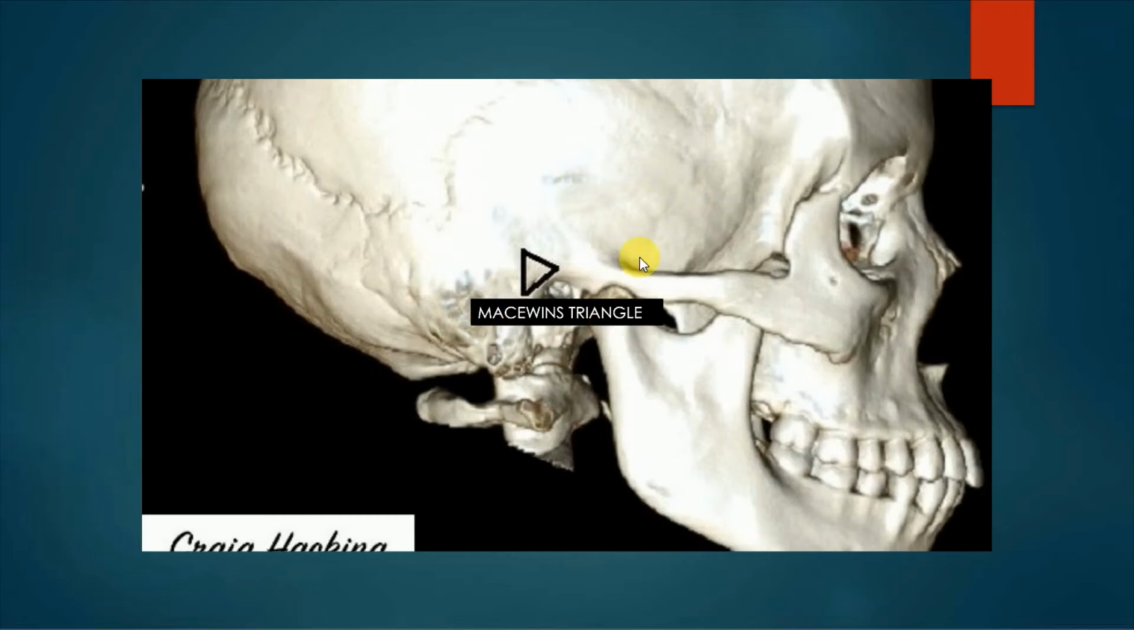Another thing is the McEwan's triangle. What is the McEwan's triangle? In the temporal bone, this is a landmark by which we can identify the location of the mastoid antrum. That is the McEwan's triangle.